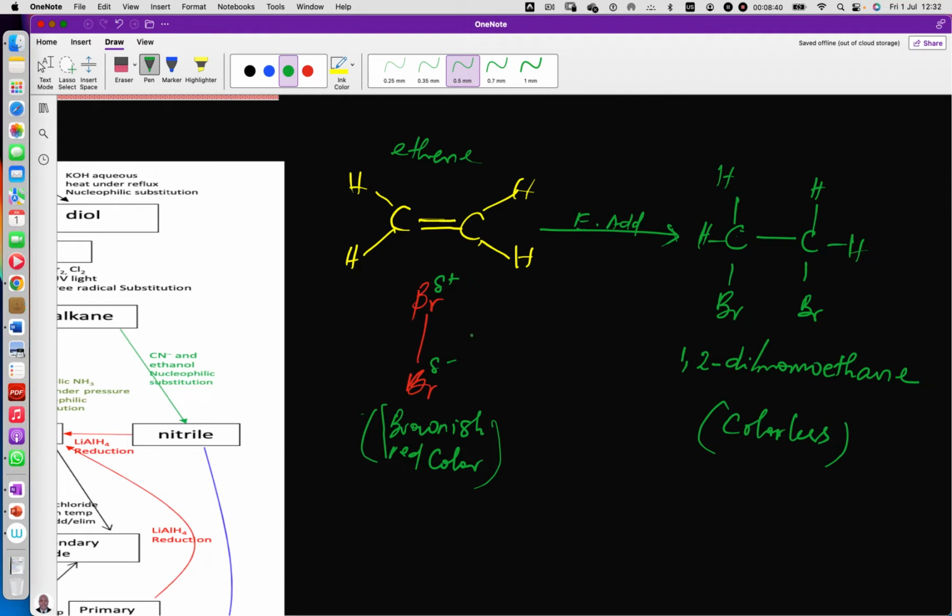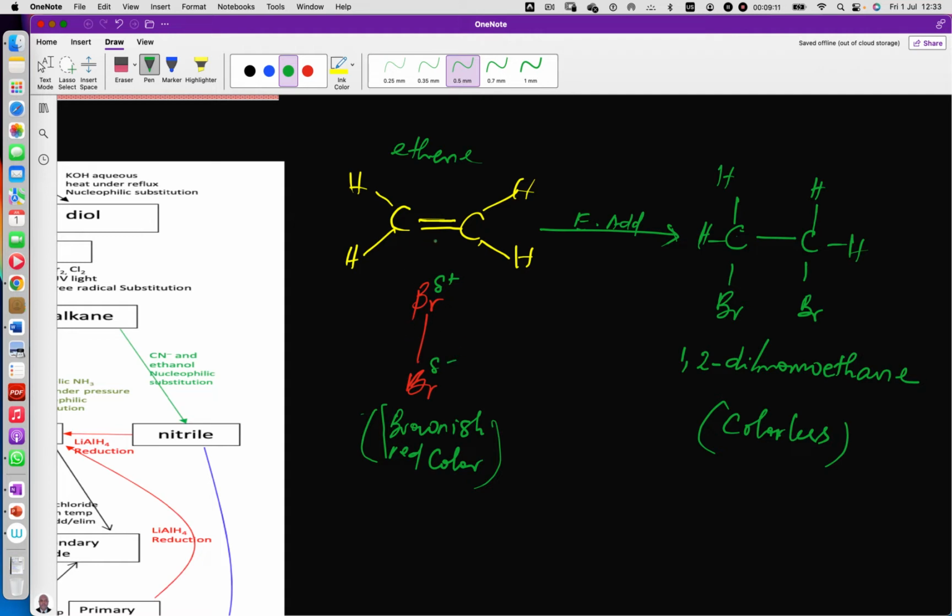And when this reacts, what will happen? The bromine atoms are added to the 1 and 2 positions of the ethane, and this double bond is broken, and only a single bond is formed. This is from ethene to ethane, and it results in 1,2-dibromoethane. Initially, it was the brownish red color of bromine water. Now it is not.